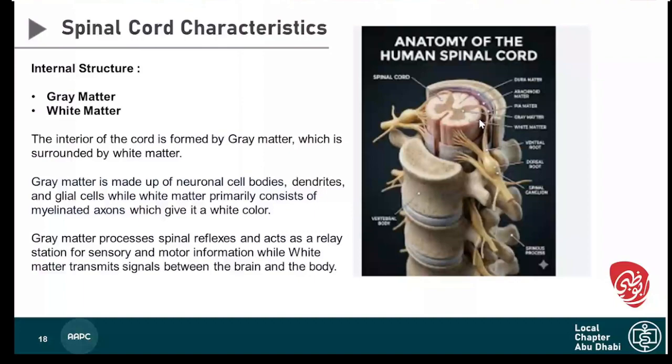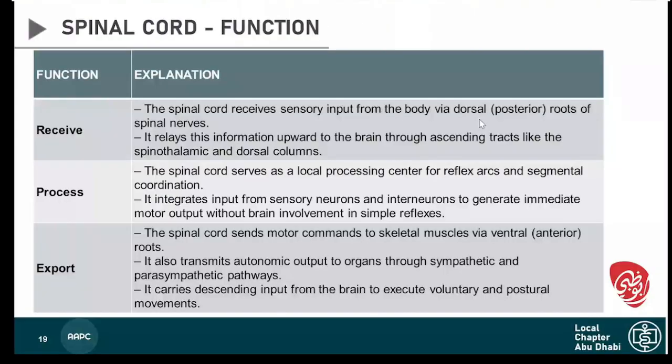Okay, next we move on to the function of the spinal cord. As we have already discussed, the spinal cord receives sensory inputs from the body, that means touch, via nerve roots or spinal nerves, and it relays this information, or transmits this information, to the brain. The second function of the spinal cord is, after receiving the signals, it processes them.